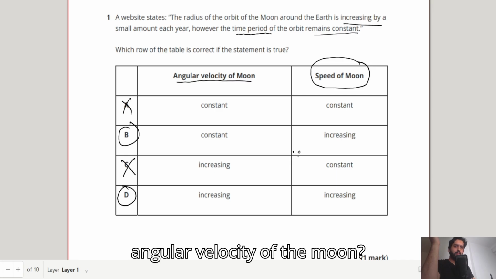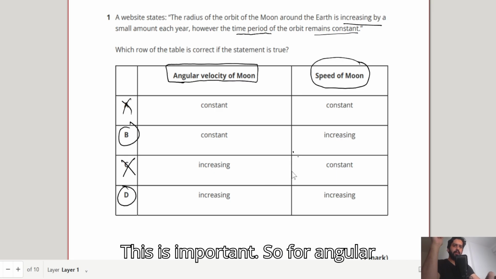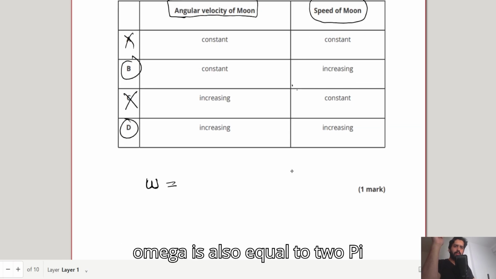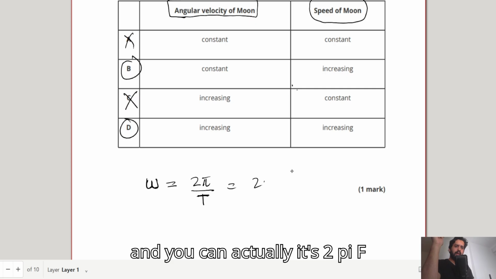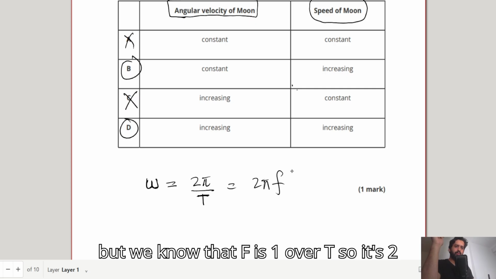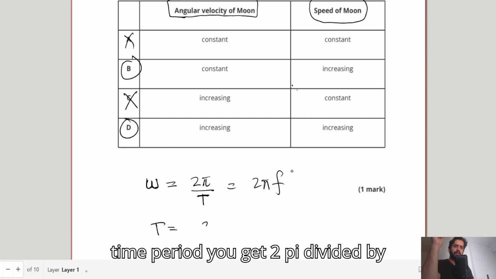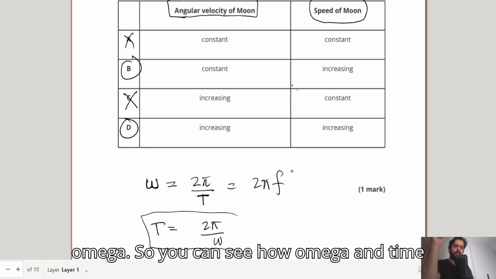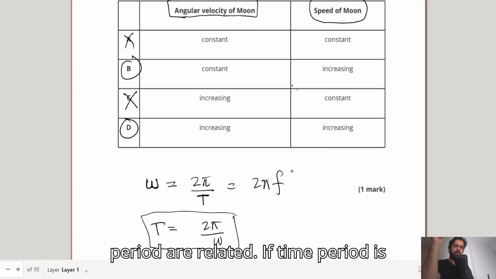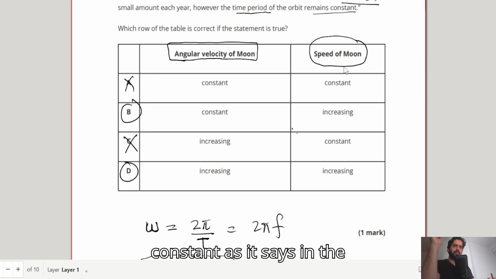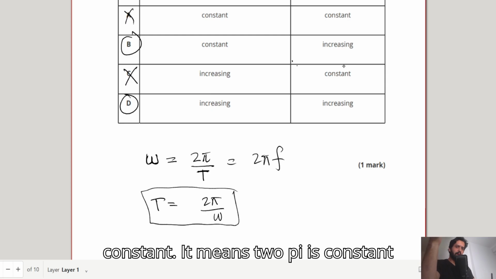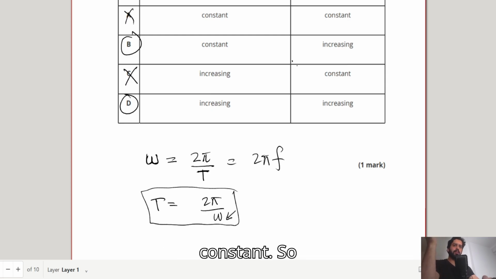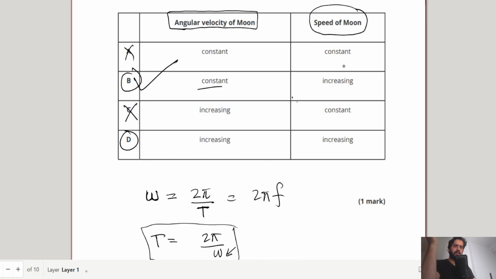Now, what about the angular velocity of the moon? This is important. For angular velocity, omega is equal to 2 pi over time period. Actually it's 2 pi f, but we know that f is 1 over T, so it's 2 pi over T. And if you rearrange it for time period, you get 2 pi divided by omega. So you can see how omega and time period are related. If time period is constant, as it says in the statement, it means, since 2 pi is constant anyway, that omega must remain constant. So it is option B.